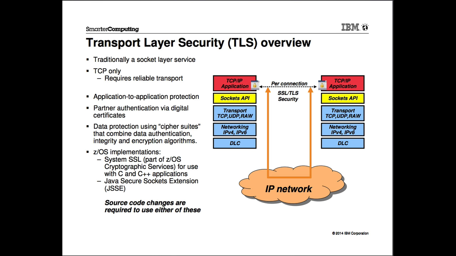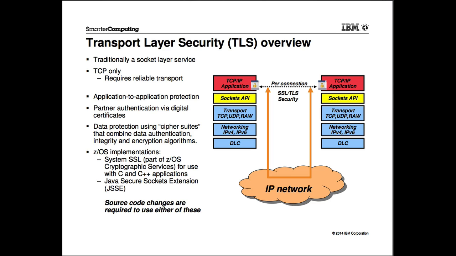Now the next technology we'll talk about is transport layer security. You probably know that as SSL. You know, when you go to your browser and it says HTTPS instead of HTTP, you know you're using SSL. It's traditionally a socket layer service. Now transport layer security is TCP only because it requires reliable transport, and it's application-to-application security. It provides partner authentication. It provides encryption using different cipher suites.